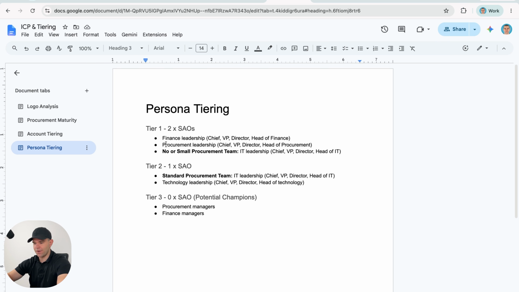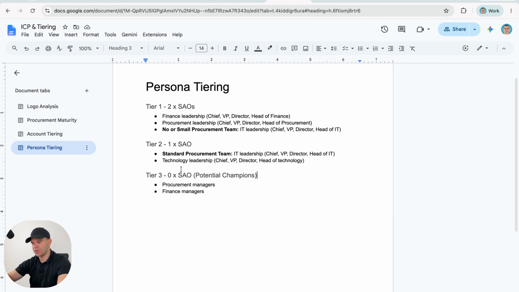In the instance where there is no procurement leadership, we would also target IT leadership. And the reason is a lot of the software renewals would sit with them without a procurement team. And so they become a tier 1 persona. Obviously, if they have a standard procurement team, IT leadership falls to a tier 2. Same with technology leadership, okay? And then tier 3 is going to be your procurement managers, your finance managers. They don't really have much sway, but they could be potential champions if we're struggling to find and engage a tier 1 or tier 2.